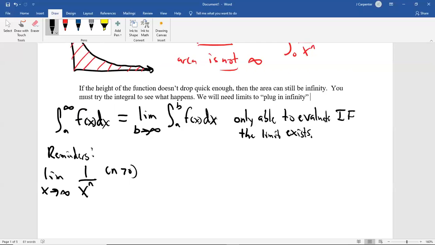If you put in 100,000 and a million, that output is just going to keep getting smaller and smaller and smaller. We did this at the very beginning of the semester. This limit was 0 because the denominator keeps getting bigger and bigger. Dividing by a bigger and bigger number makes this thing smaller.